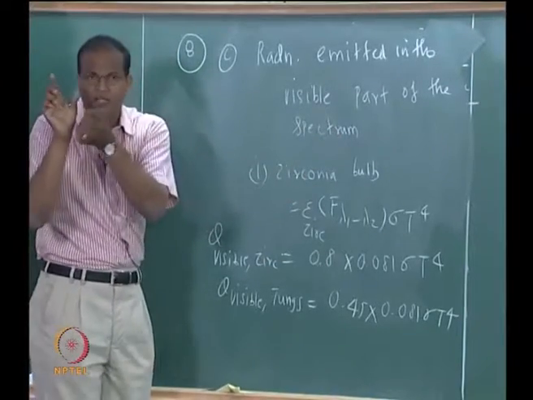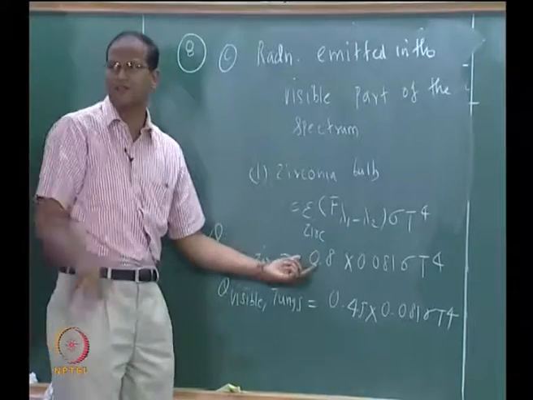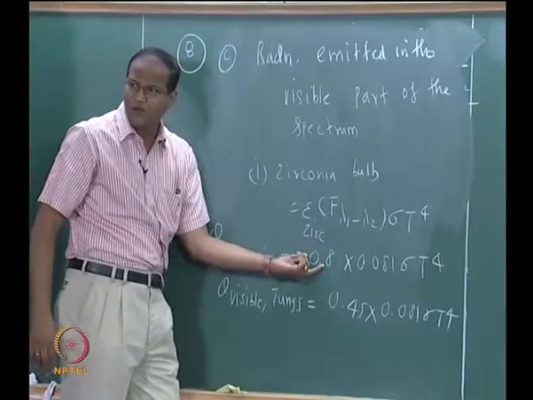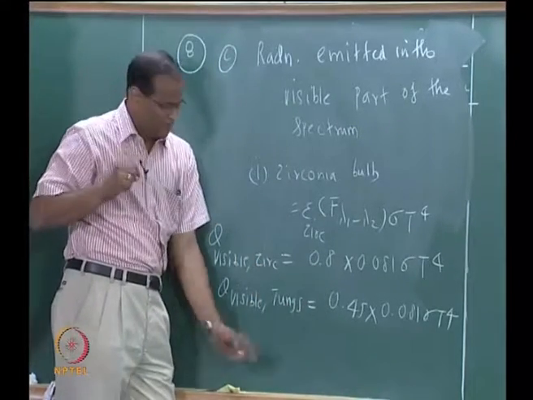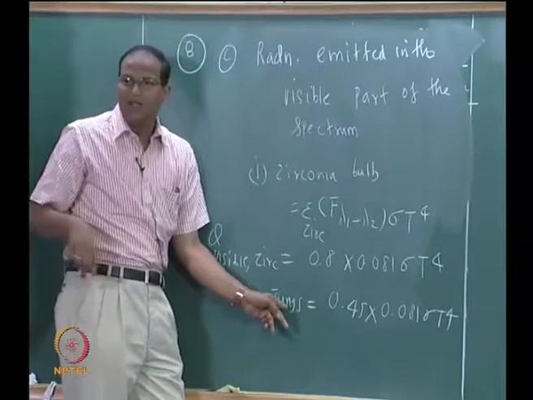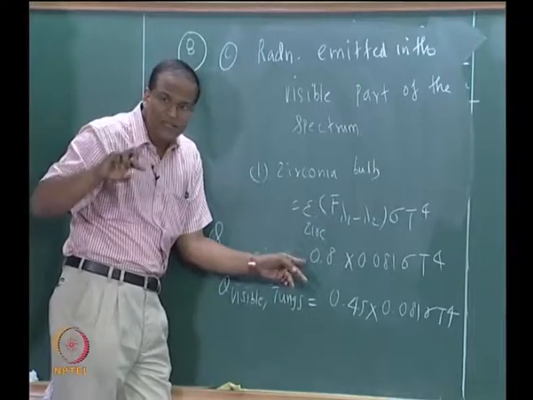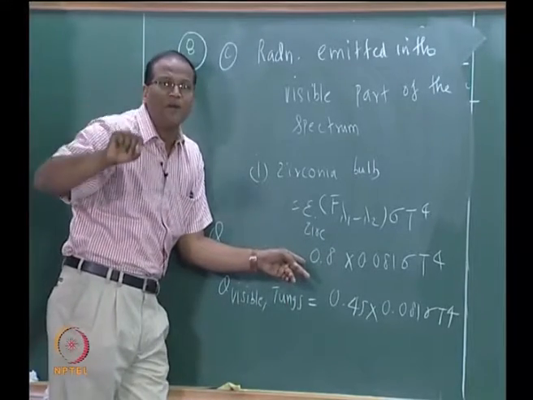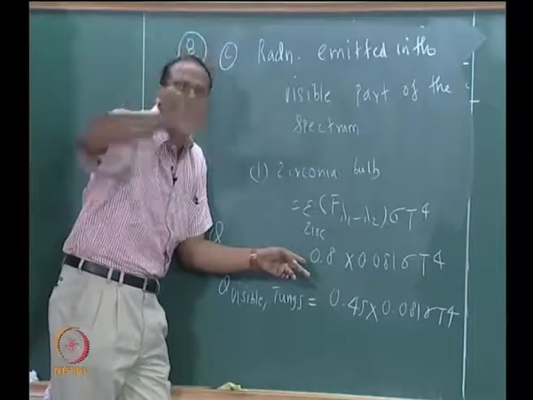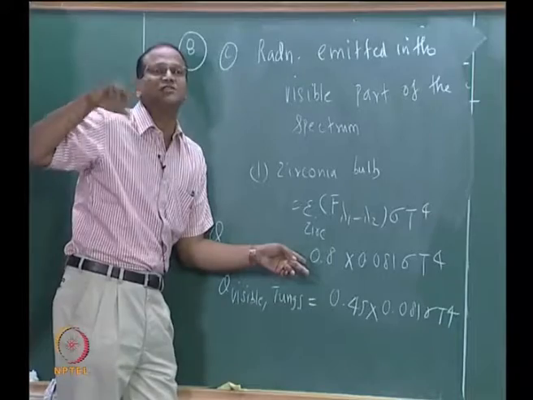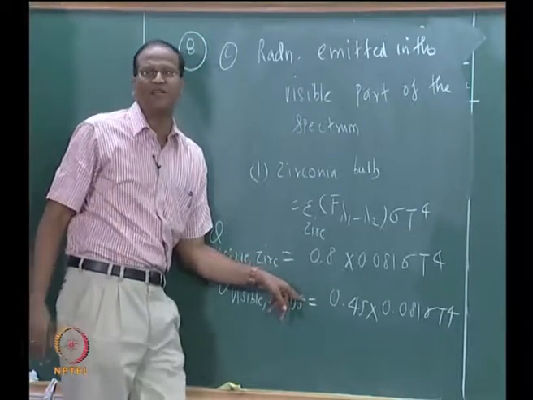I should insert the value of emissivity corresponding to the visible part of the spectrum. So it is 0.8 for the zirconia filament, but it is only 0.45 for tungsten. Therefore, even though the tungsten filament has a higher hemispherical total emissivity than the zirconia filament, the zirconia filament, by virtue of its very high spectral emissivity of 0.8 exactly in the visible part of the spectrum, gives more visible radiation compared to the tungsten filament.